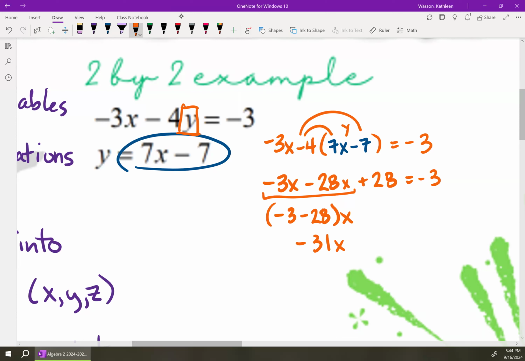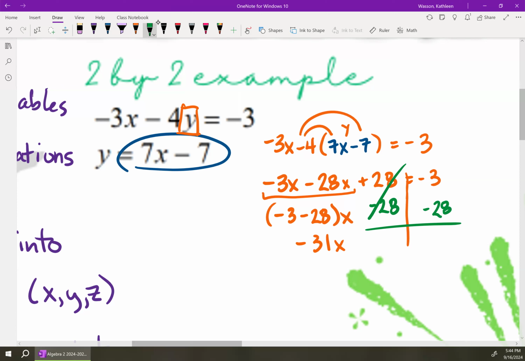This 28, I need to move this constant to the other side so that my variable is on one side and my constants are on the other side. So I will subtract 28 so that I can move it to the other side of the equation.